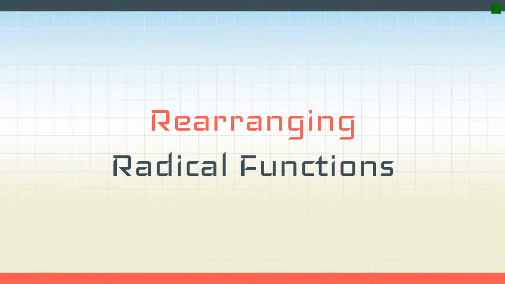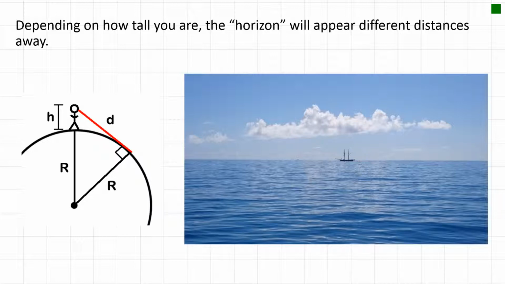Rearranging radical functions. Depending on how tall you are, the horizon will appear at different distances. So the horizon, being that because the Earth is curved, you can only see as far as that curve will allow, and then things sink below the horizon.